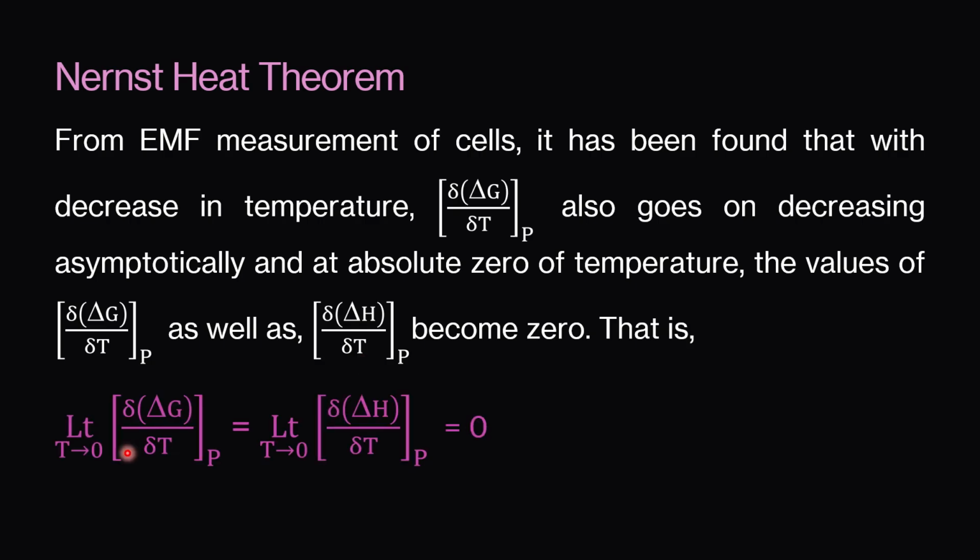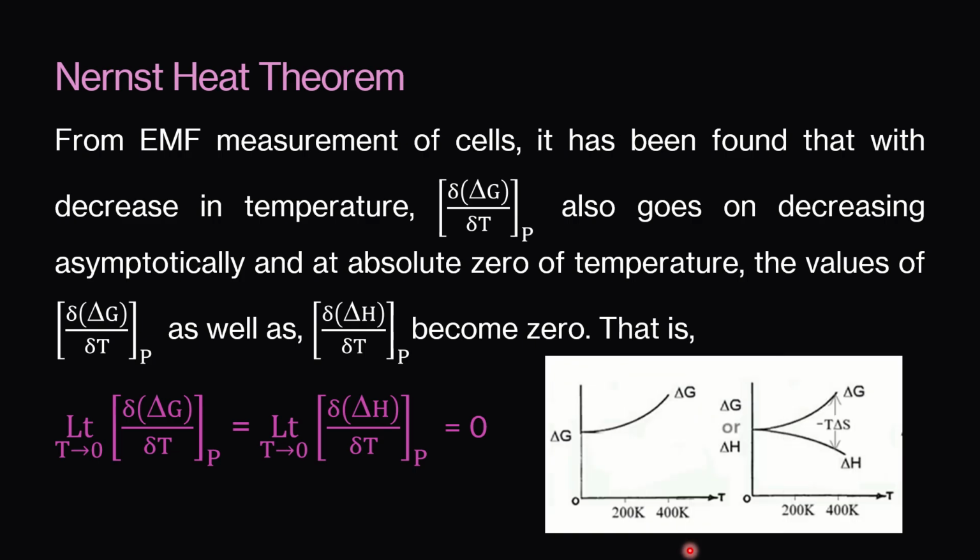That means the limiting value of del delta G by del T at constant pressure at T tends to 0 is 0, as well as the limiting value of del delta H by del T at constant pressure at T tends to 0 is also equal to 0.